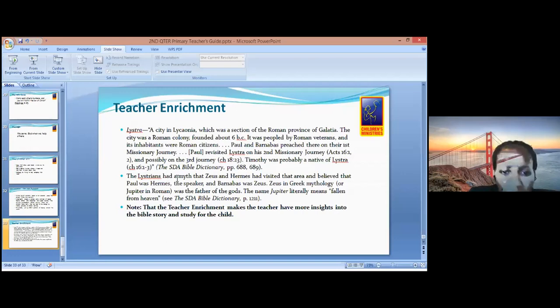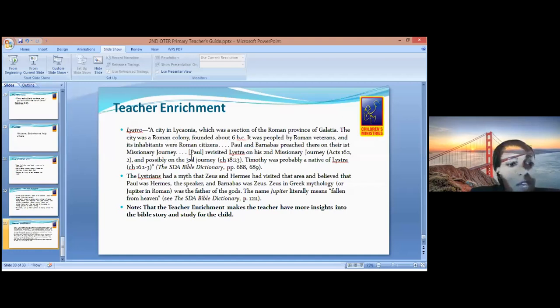The Lystrians had a myth that Zeus had visited the area and believed that Paul was Hermes, the speaker, and Barnabas was Zeus. Zeus, in Greek mythology, was the father of the gods. The name Jupiter literally means fallen from heaven. This gives you a background of what the lesson is going to talk about. Teacher's enrichment. This lesson is about how Paul and Barnabas go into Lystra and perform a miracle and heal a man.